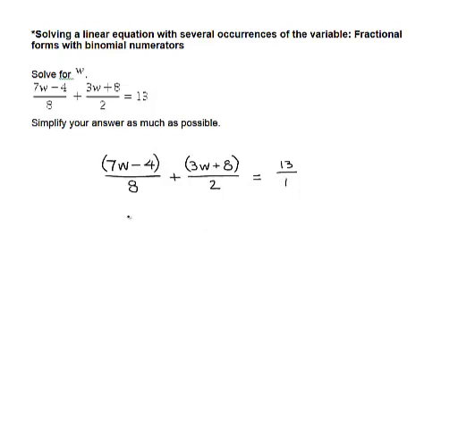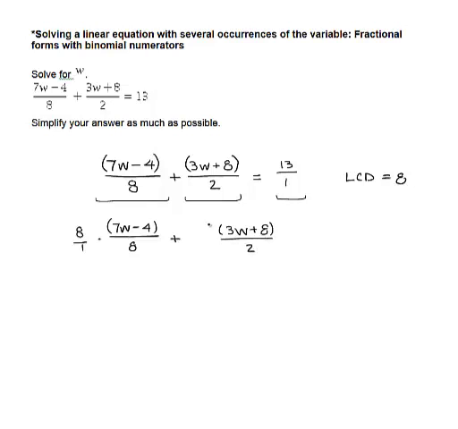Okay, now I'm going to have to multiply everything by the least common denominator. In our case here, my least common denominator is 8. So I'm going to multiply each one of these terms, this one and my 13, by 8. So if I rewrite it, I have 7w minus 4 all over 8, and I'm going to multiply that by 8 over 1. Plus, I have a 3w plus 8 over 2, and I'm going to multiply that by 8 over 1. And that equals 13 over 1 times 8 over 1.